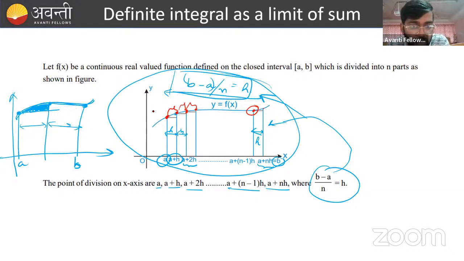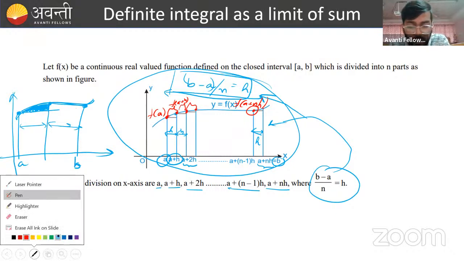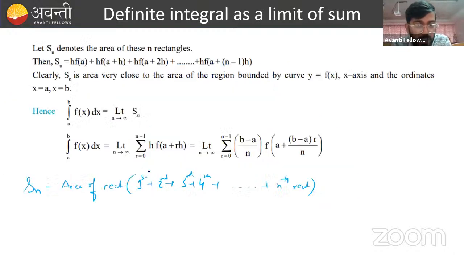So the functional value at this point is given by f of a. Here it will be given by f of a plus h, and so on till f of a plus nh. All right. So this is how the functional values will be defined. Now I know the height of the rectangle. I know the breadth of the rectangle. Each rectangle has a breadth of h. So how to find the area of these rectangles?